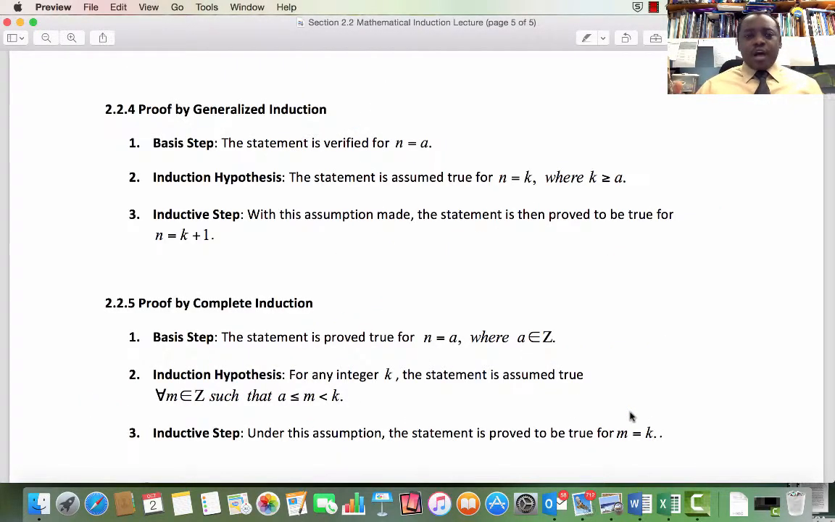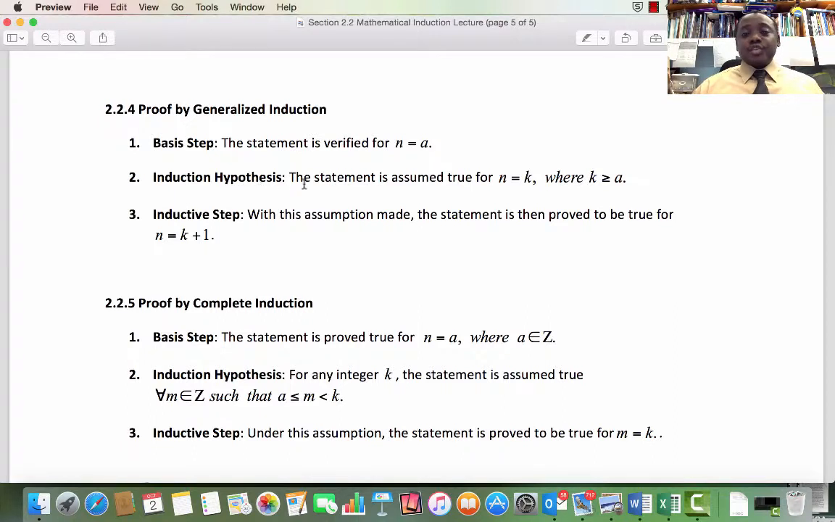So far, we have seen the principle of mathematical induction. There is also the generalized proof by mathematical induction. In the generalized proof, the basis step does not necessarily have to start at the point 1. We simply verify that a statement is true for n equals a, where a is a finite number, any finite number. The induction hypothesis will be the same.